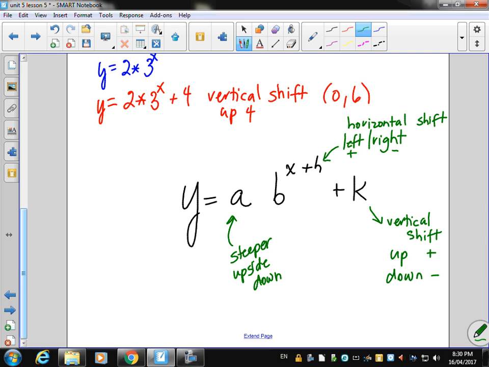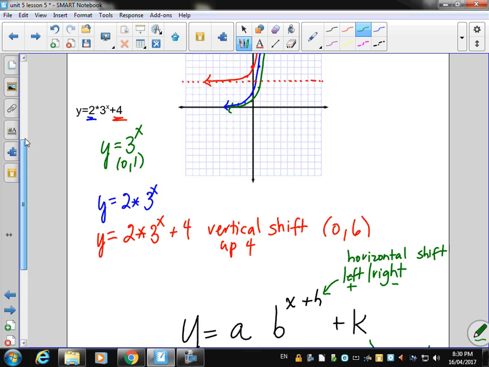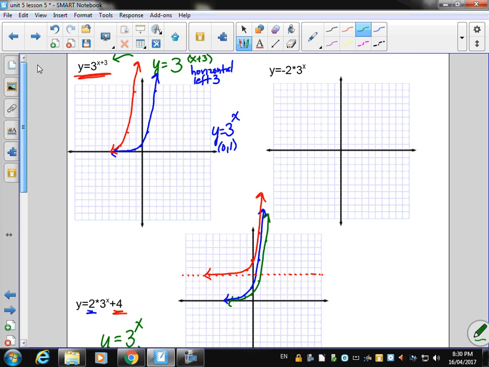So make sure you have a record of this. And I'm going to ask you and your friend to draw the one that's remaining on this page, -2 times 3 to the x. And then I'll have some from the textbook for you to try.